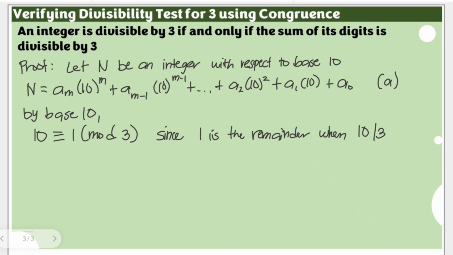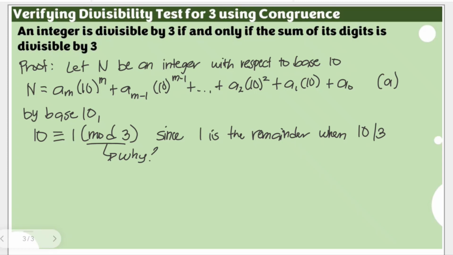At the same time, why do we use modulo 3? It's because we're testing for divisibility by 3. If we were testing divisibility by 2 in the previous video, we used modulo 2. If we're going to test for divisibility by 4, in the next video probably we'll have modulo 4. So just for the background of these steps.